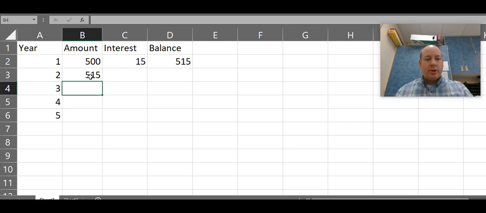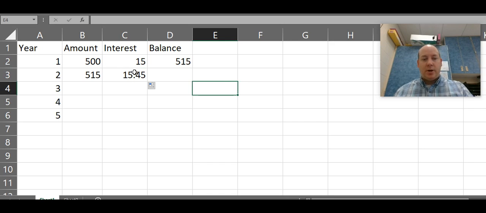All right, so I start the next year with $515. Now if I do 3% of that, what you'll notice is it's now a little bit more. So instead of $15 each year, I'm now getting 3% of that, so I've got an extra 45 cents. And then if I add those together, my new balance would be $530.